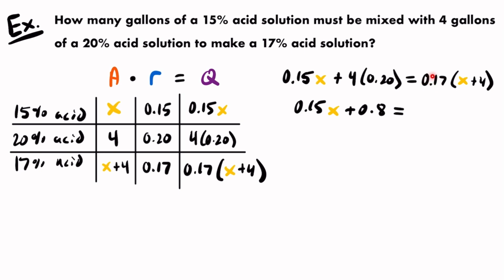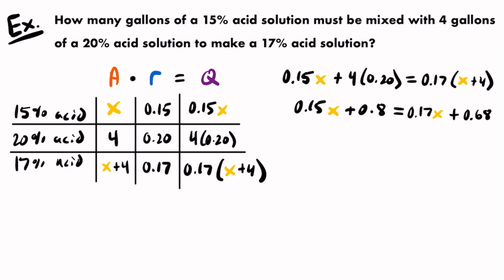So 0.17 times x will give you 0.17x, right? The coefficient of x here is 1. So 1 times 0.17 is 0.17. And then you want to add that to 0.17 times 4. And you could do that work on the side if you'd like, or you could put it into a calculator. 0.17 times 4 will give you 0.68.